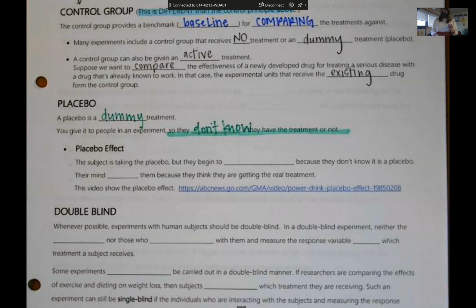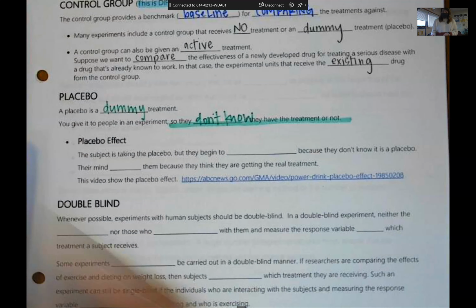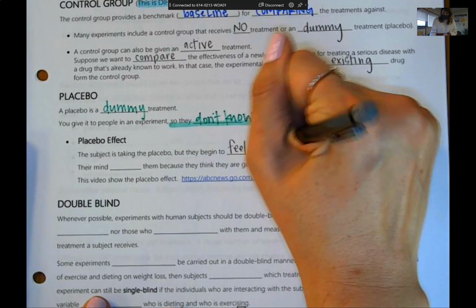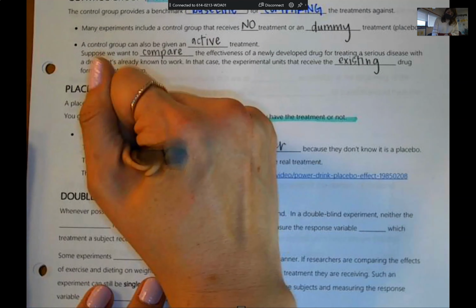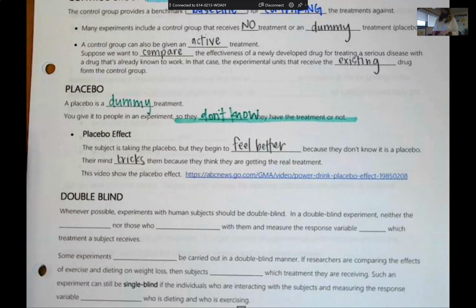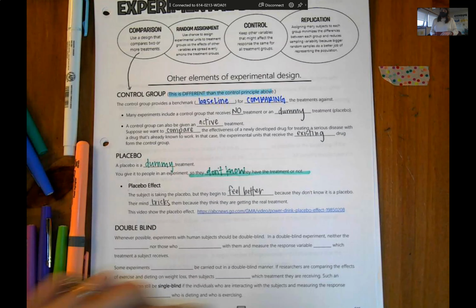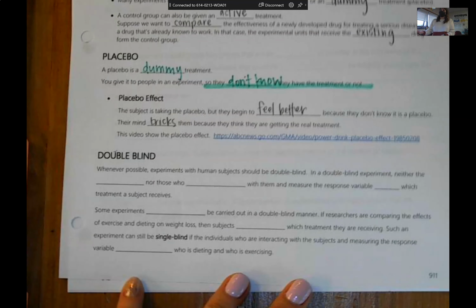So placebo effect is just when your subject is taking the placebo, but they begin to feel better or react differently because they don't know it's a placebo. Their mind tricks them because they think they are getting the real treatment. So in addition to our 4 principles of design, we have to know about control groups, the idea of a placebo, and then lastly, blindness.